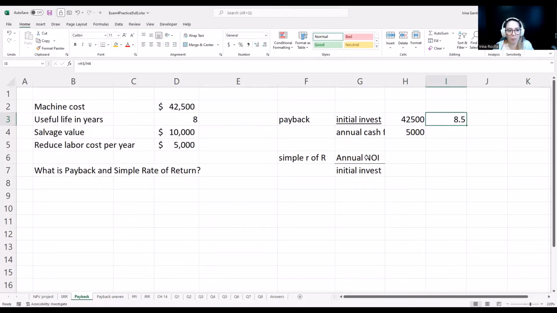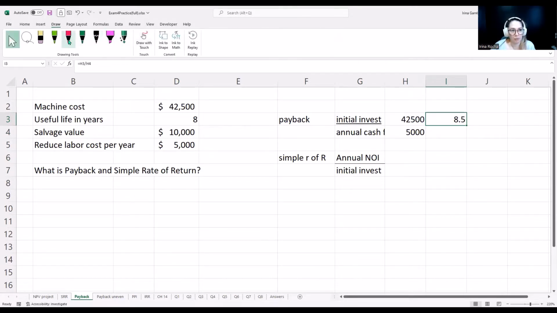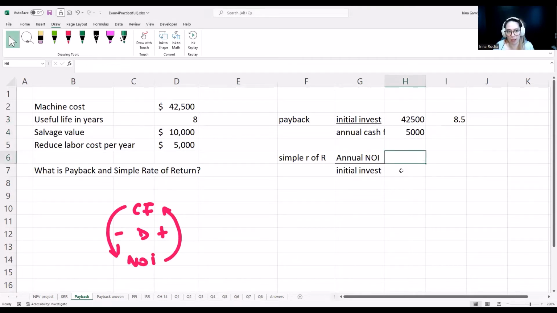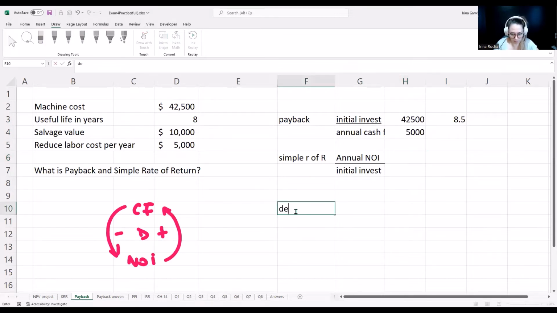Now, do we have net operating income? We don't, but we can remember that little thing that we saw in the previous question, right? If we have cash flow, and then we have depreciation and net operating income, and if we're going to convert it upwards, I add depreciation. And I do have my cash flow, so I would have to add depreciation. How much is depreciation? Well, I know that it cost me this.